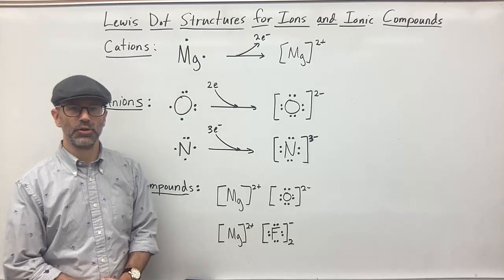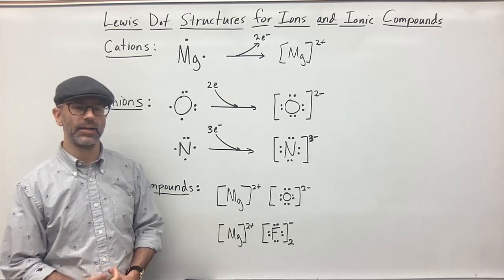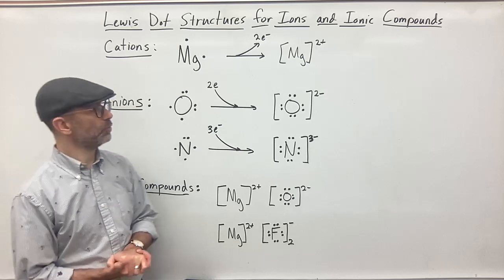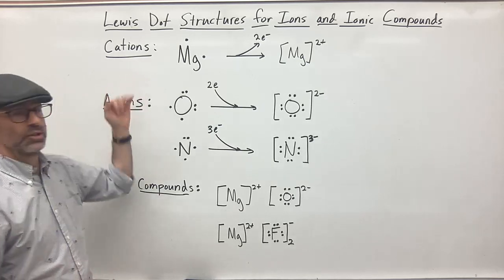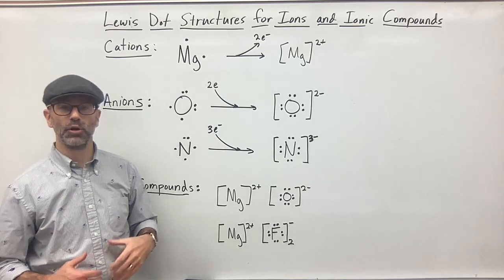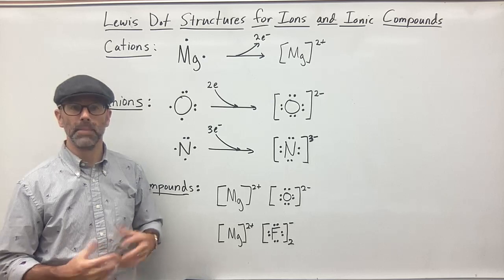My name is Mr. Kovalt, and in this video I'm going to go over Lewis dot structures for ions and ionic compounds. So let's get into this. First we're going to do the cations. Remember, the cations are positive ions, so that means they're going to be losing electrons, and that is most likely going to be the metals.